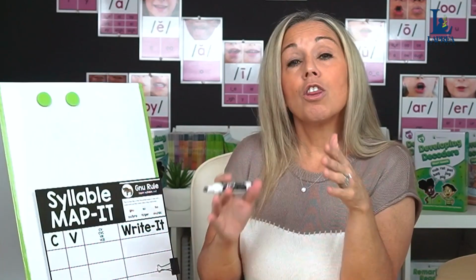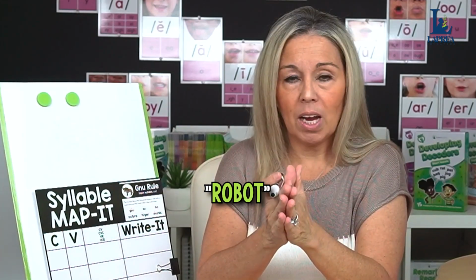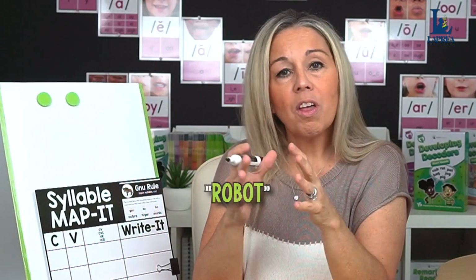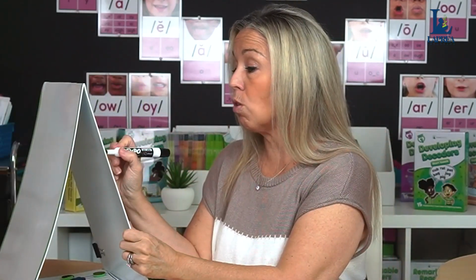So let's take the word robot, for example. The first thing we want to do is split robot into its syllables. Let's clap it out. Ro-bot. Let's do it again. Ro-bot. So we know that there are two syllables in this word. So let's draw two lines to represent the two syllables.